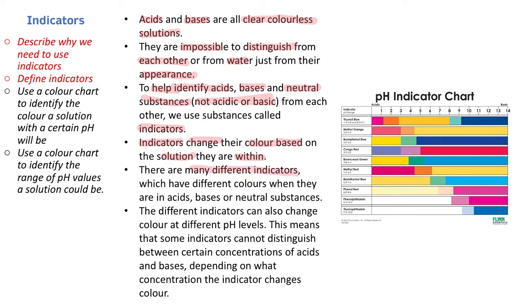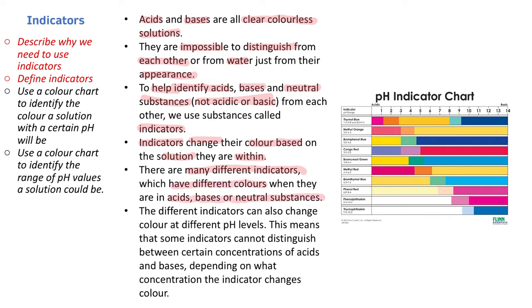Actually, with that, that they change their color, it's really based on the concentration of hydronium ions. So they'll change their color based on the concentration of hydronium ions. If it's high, it'll be one color, low, another color. But as you can see here, there are many different indicators which have different colors for when they are in acids, bases, and in neutral substances.